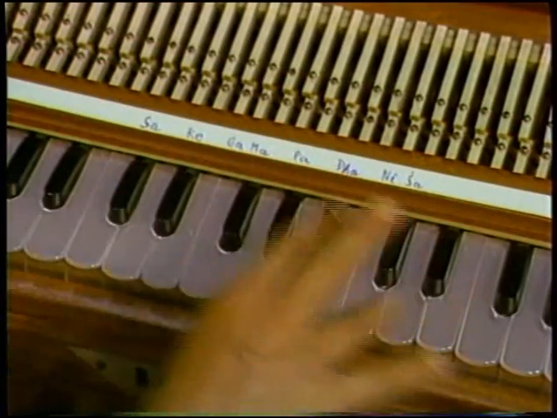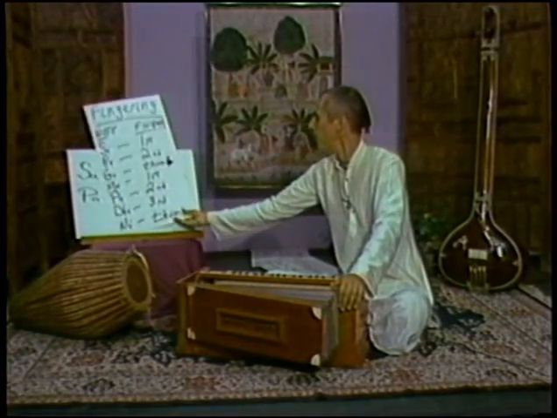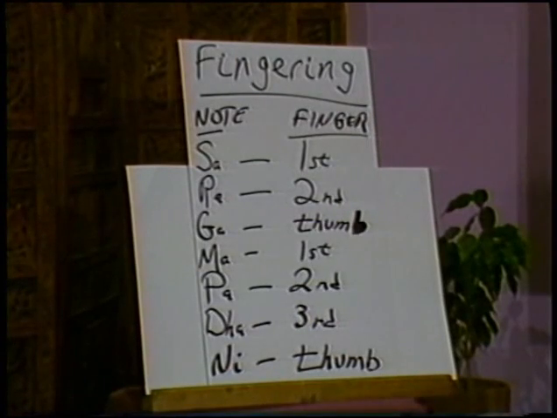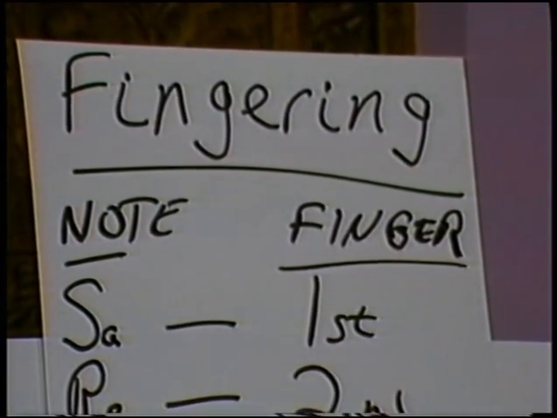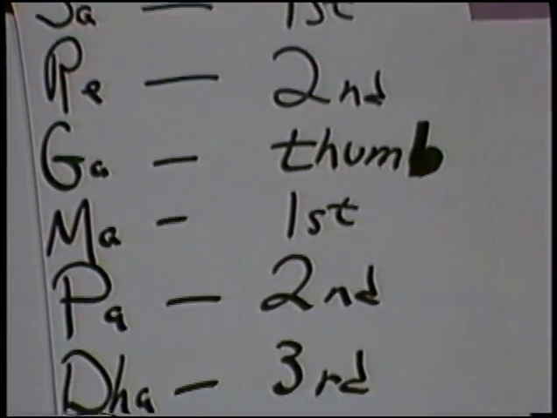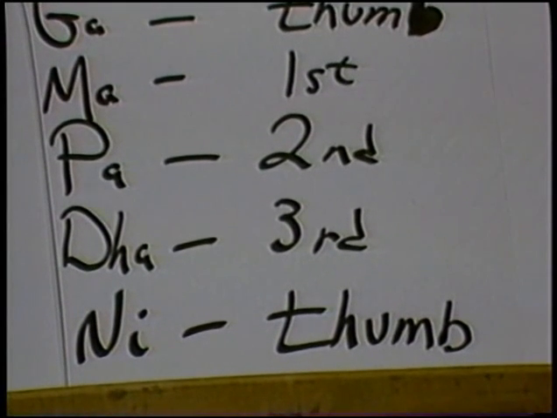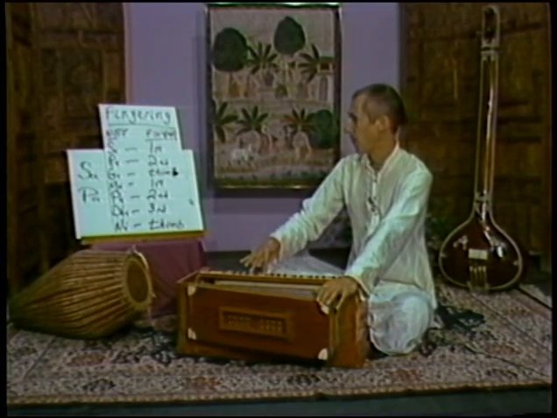Proper fingering is very important if we want to learn the harmonium correctly. Here we have a chart showing which finger should be played with which note. First finger goes on the Sa. Second finger on the Re. Thumb on the Ga. Then the first on the Ma. Second finger on the Pa. Third finger on the Dha. Thumb on Ni. And then again on the Tara Sa, the high note Sa, again the first finger.